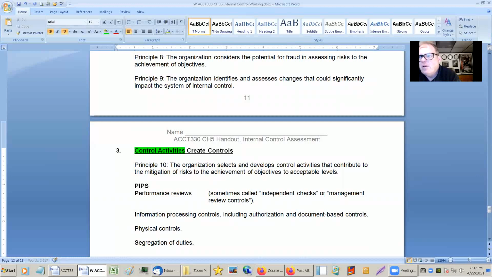Okay, we want to stop hackers from getting into our system. We're going to have software, a firewall, that prevents things from getting through. So the idea is that you're going to create the control. You look at the risk, then create the controls.